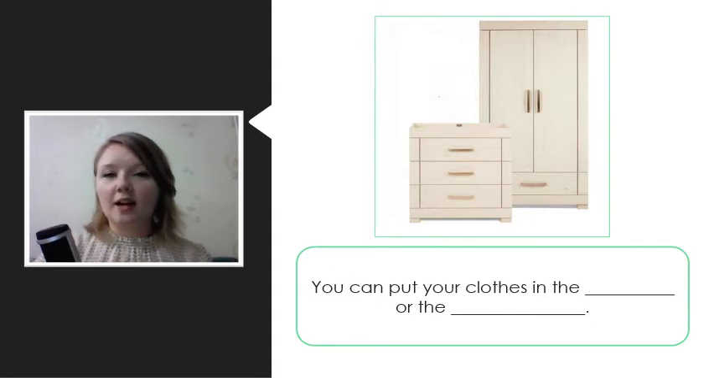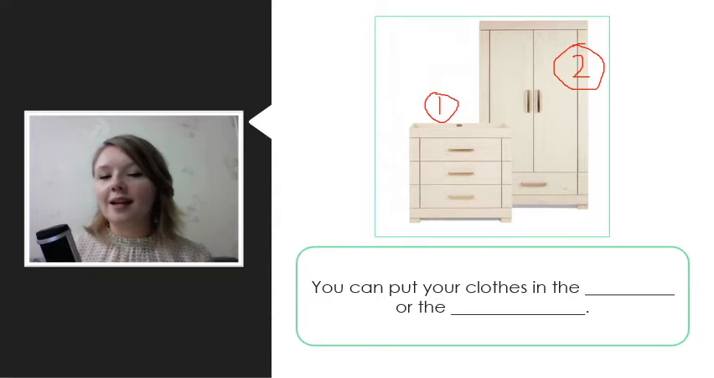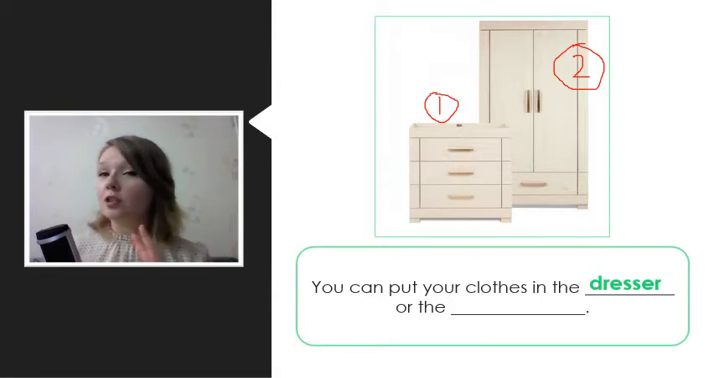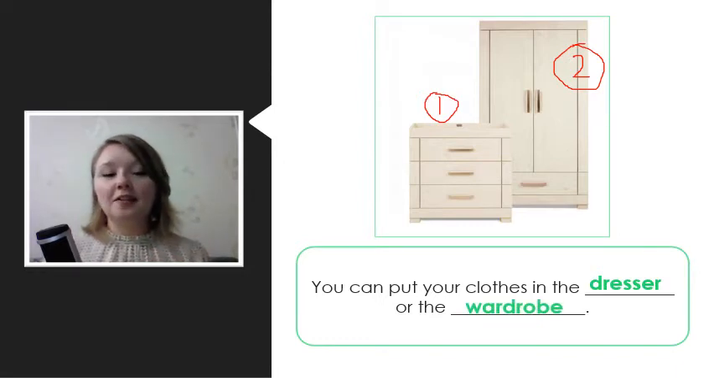So here we have, let's say this is number 1 and this is number 2 in our answer. What is number 1? Number 1 is dresser, or you might hear it called a chest of drawers. And number 2, wardrobe. So our sentence here would be, you can put your clothes in the dresser or the wardrobe.